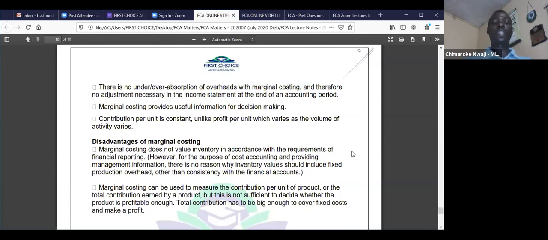Marginal costing can be used to measure contribution per unit of product or total contribution earned by a product. But this is not sufficient to decide whether the product is profitable enough. Yes, you know that you can get contribution, but we need to know, are we making profit? Even if contribution is far important, you still need to ask, are we making profit? So your contribution has to be big enough to cover your expenses.